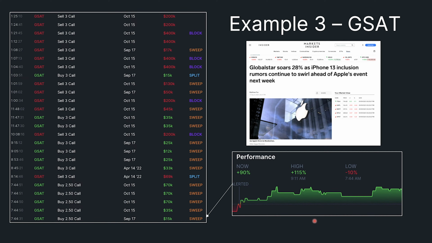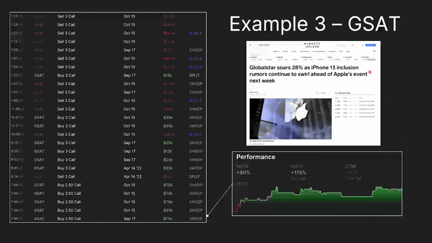Moving on to another example, GSAT. There were a lot of rumors around GSAT and Apple in the past week. Essentially, Apple has talked about adding some kind of satellite calling capability to their phones. So if you're lost in the mountains somewhere, you could dial emergency services using satellite instead of cell signal. And of course, they would need to contract with some kind of satellite provider in order to do that.